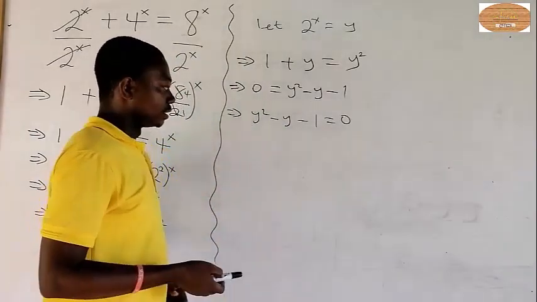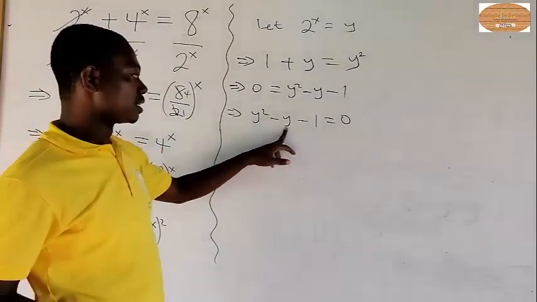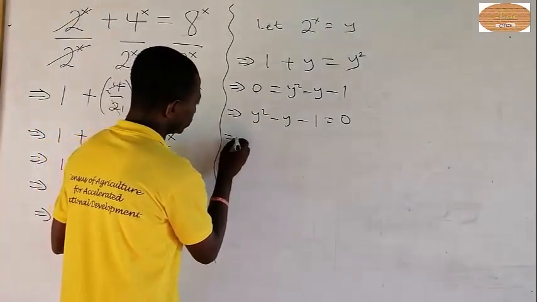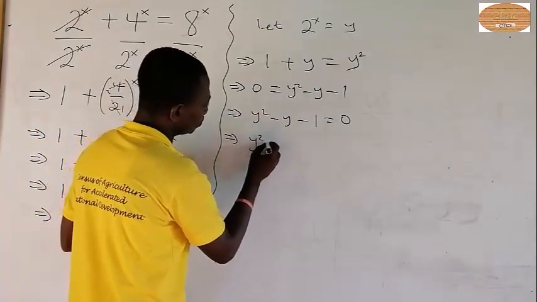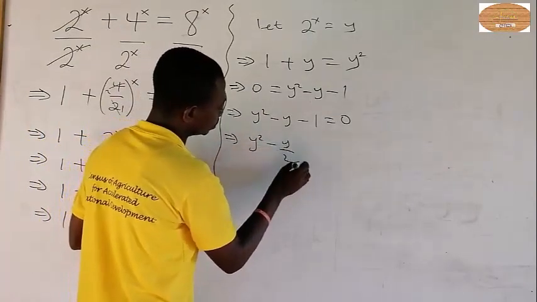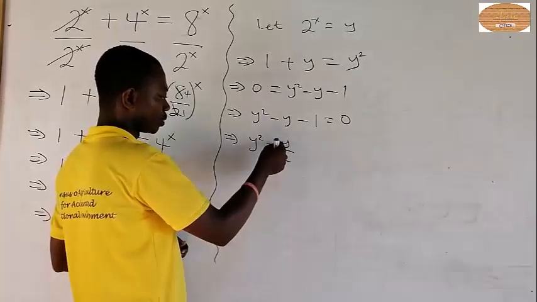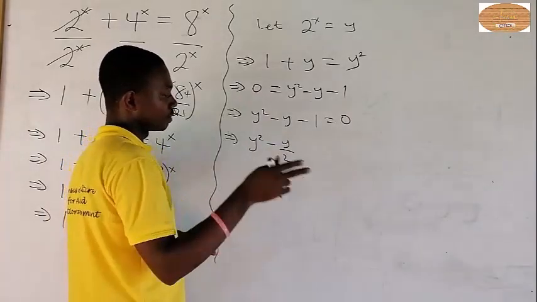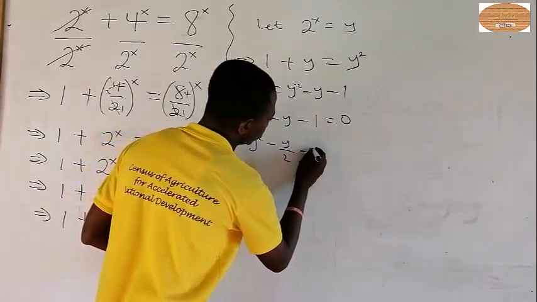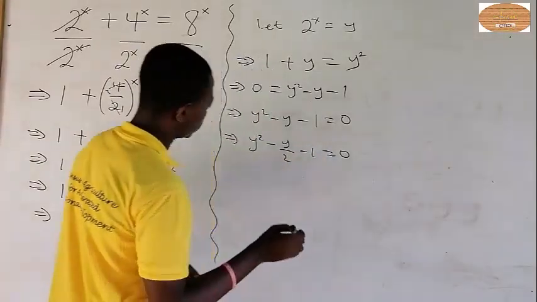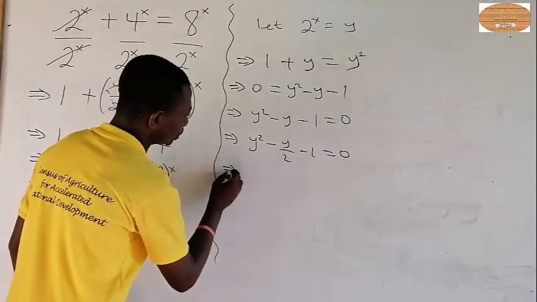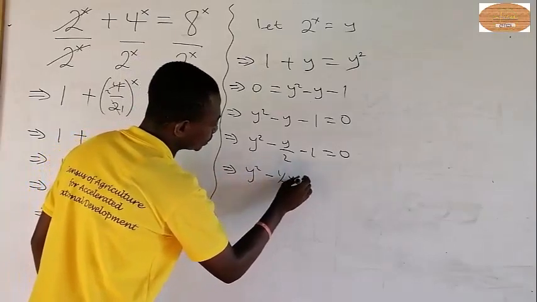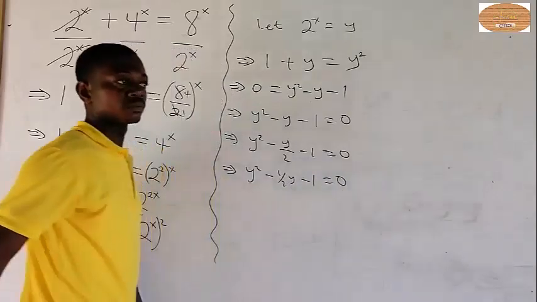After that, we divide the term with degree 1 by 2. Alright, so I'll move on by dividing the term with degree 1 by 2. And don't forget this one is the same as 1 times y. So we have half times y, minus 1 is equal to 0. So this one is the same as y squared minus half y minus 1 is equal to 0.